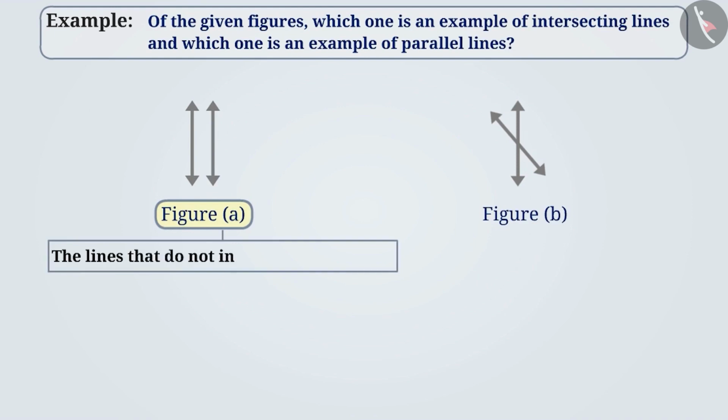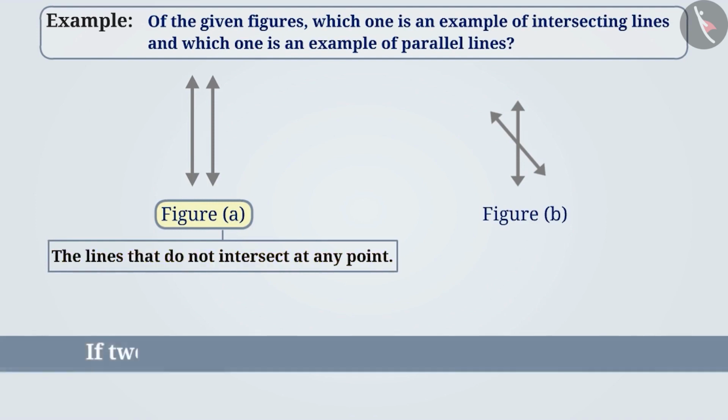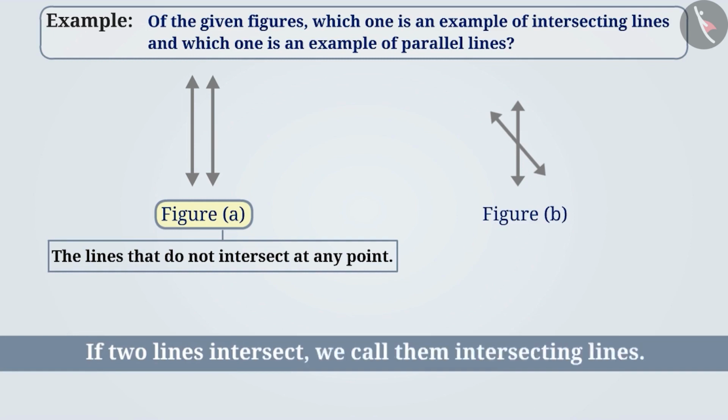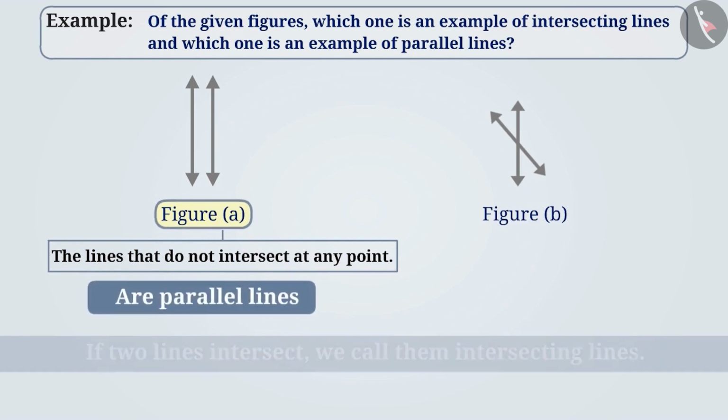The two lines in figure A do not intersect at any point. Even if we extend those lines, they will not intersect at any point. Lines that do not intersect are called parallel lines. Therefore, the lines of figure A are parallel lines.